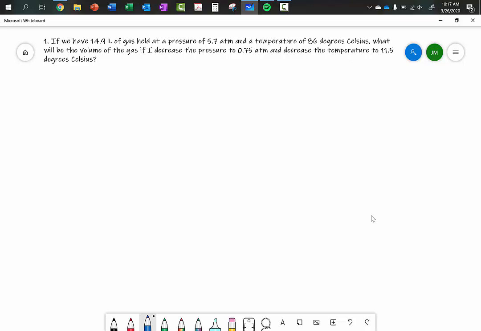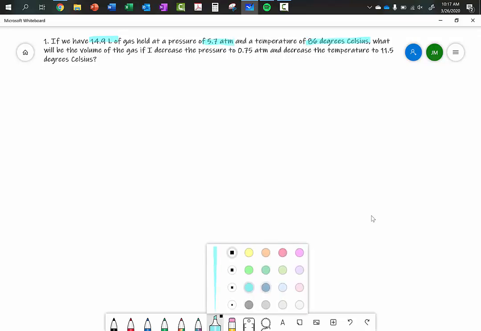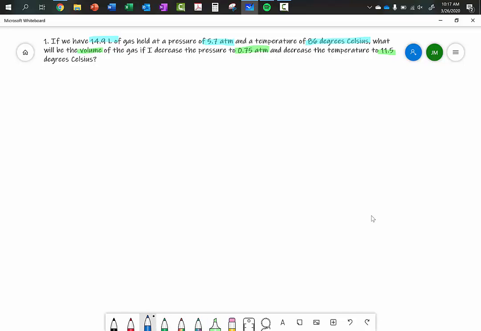All right, so we're given a series of things here. Let's look at our information. We're given liters of a gas, pressure of that gas, and temperature. That's the beginning temperature. It says, what will the volume of the gas be if I decrease the pressure? So I have a second pressure here, I have a second temperature, and I want to know the volume. It appears right off the bat that I'm going to have to use the combined gas law, which is P1 V1 over T1 is equal to P2 V2 over T2.